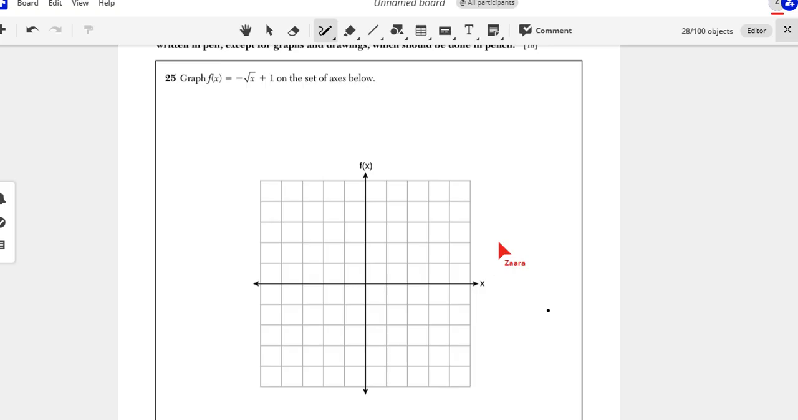So, how I solved this question was that I graphed first figure 1 from this.